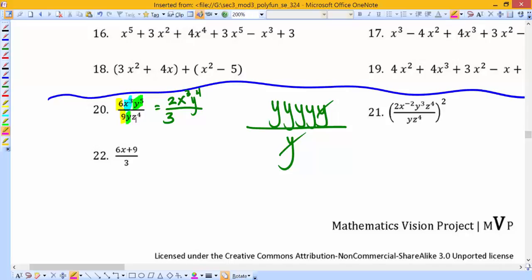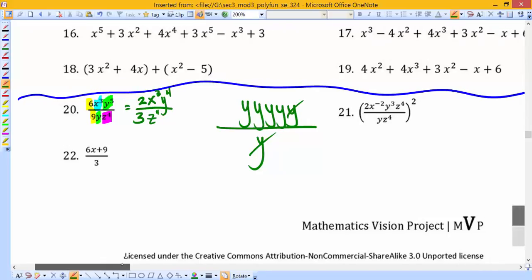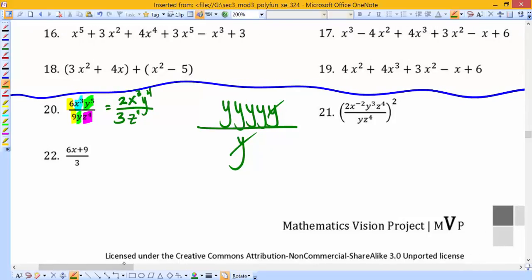And then the last thing I have is my z to the 4th, and there's only just that one, and it's in the bottom, so it goes to the bottom. So that's how you guys are going to go through and do 21. I know I did the easy one first for you guys, but you can go through and do 21.